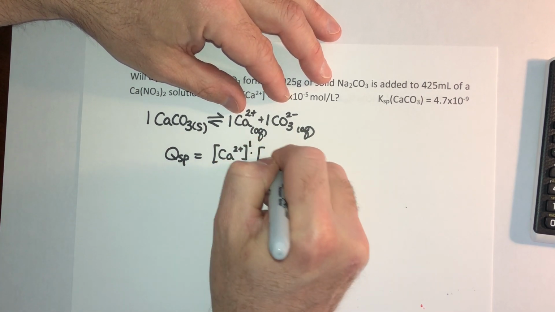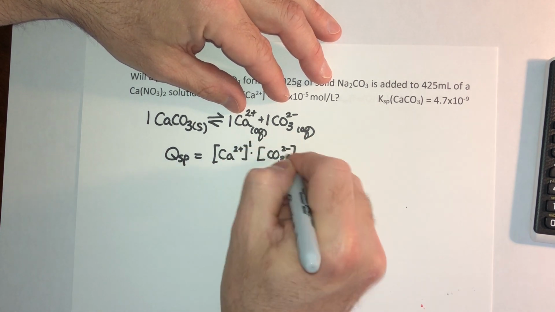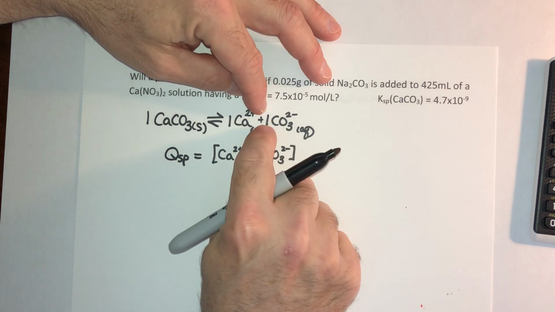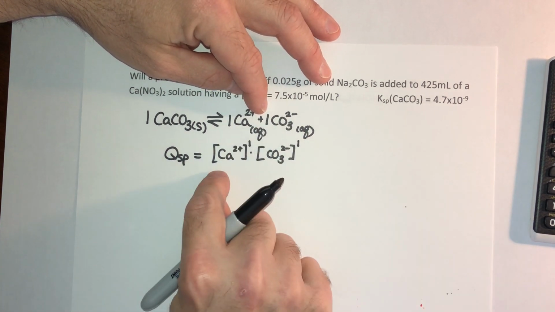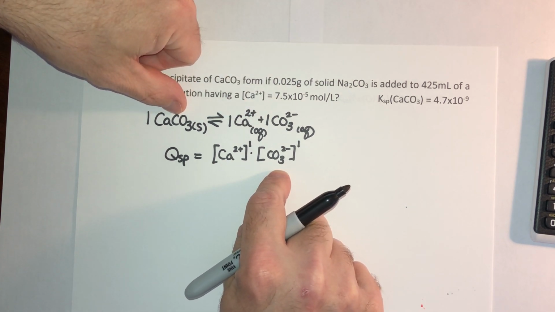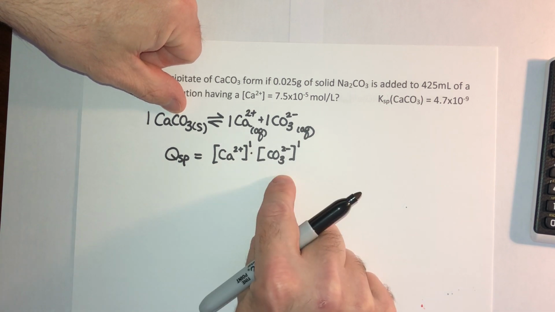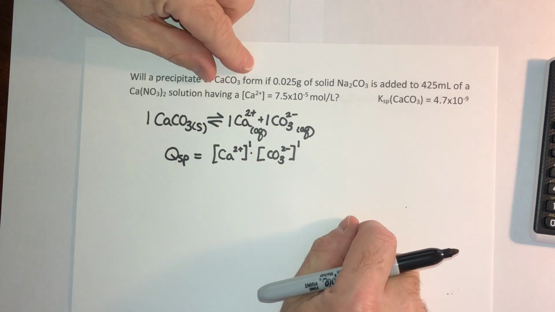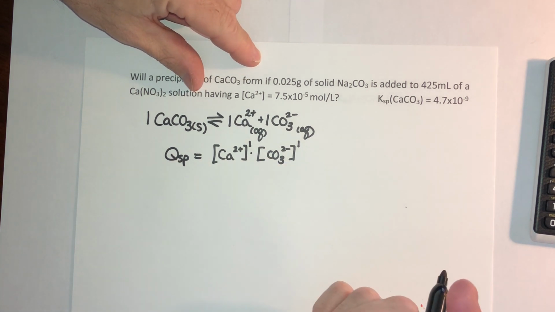The second product is the CO3 2-, square brackets to show concentration. You use the 1 to balance, so the power is 1. In the denominator should be your reactant, but your reactant is a solid, so you get to leave it out. Okay, your Q's will never have a denominator, ever. So if I knew my two concentrations, I could calculate my Q and my problem would be done.